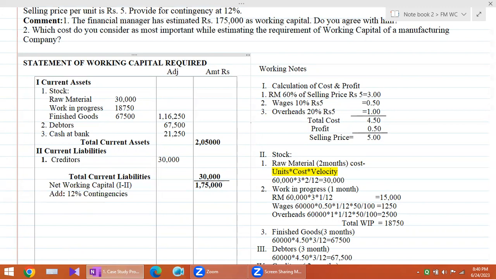Always, after calculating net working capital, you'll have to add some percentage of contingencies because the working capital may be required more in the future days due to contingencies. The fund requirement may be more. That's why you have to create contingency. So 12% of what? 12% of 1,75,000. It comes to rupees 21,000. Yeah, 21,000. After adding 21,000, whatever the figure you derive, that is called working capital required.